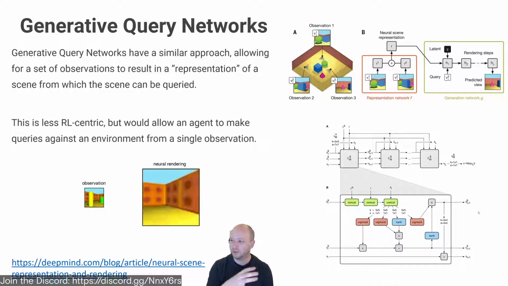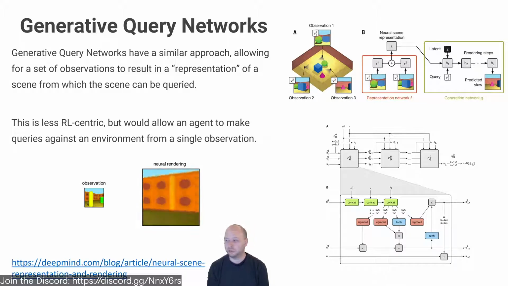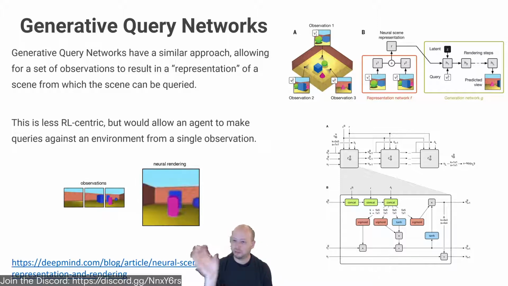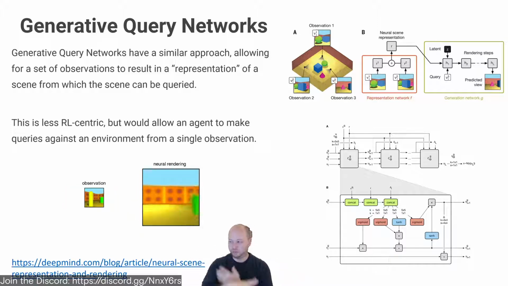The last thing I want to talk about here is a bit of a left turn. It's not quite reinforcement learning, but you can see a lot of really similar ideas. These are generative query networks. They are a little bit less RL centric, but in a way this is one of those examples of wanting to know what's around the corner. I can have a set of observations, and based on these observations, I can say what going through this environment might look like.